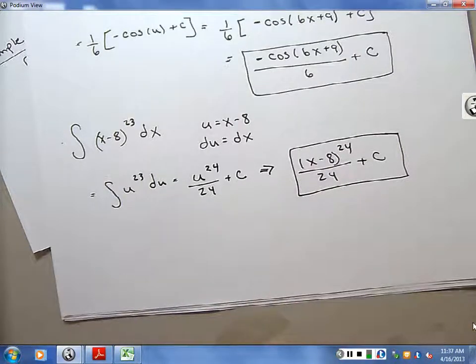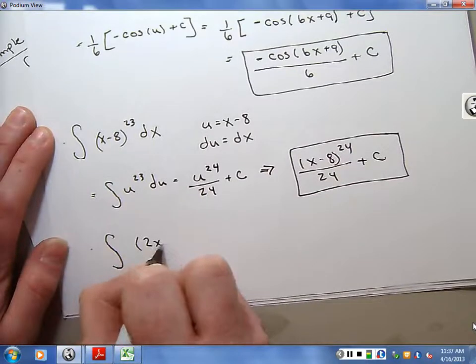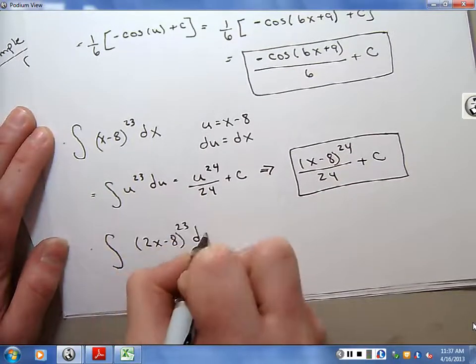But be a little bit careful, because if I have the integral of (2x minus 8) to the 23rd dx, what would my answer be?